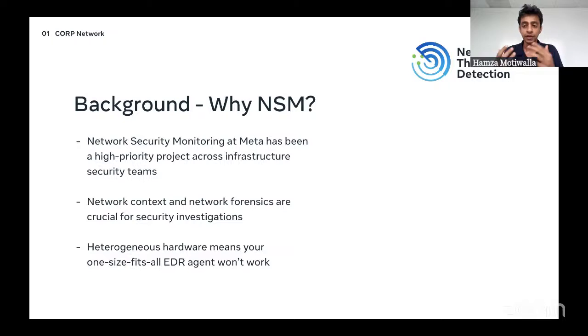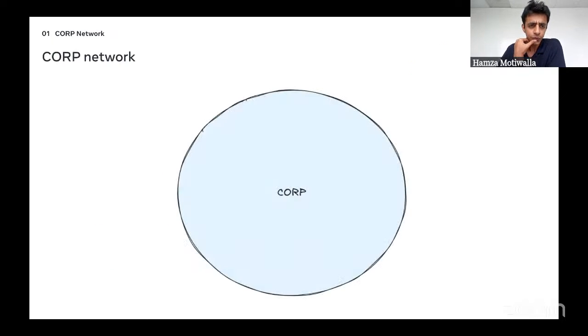Given that we have a heterogeneous set of hardware or assets, we don't have a one size fits all EDR. So we definitely need network context to fill in the gaps and paint the whole picture when we're investigating incidents. But this is our enterprise network. We call it Corp internally. So this is our Corp network.